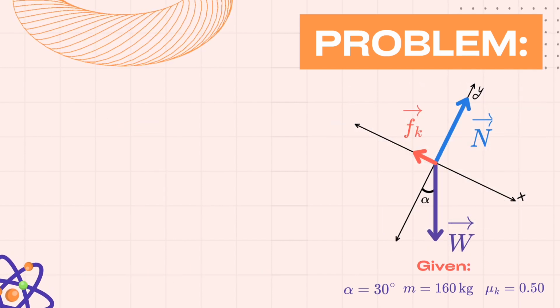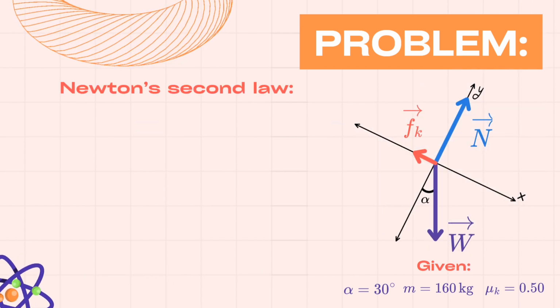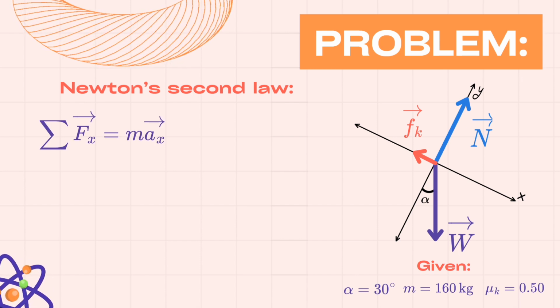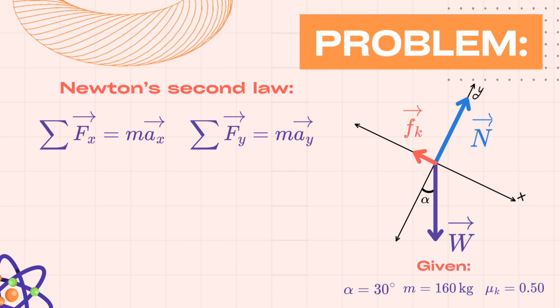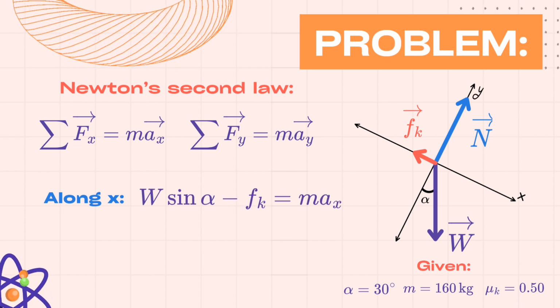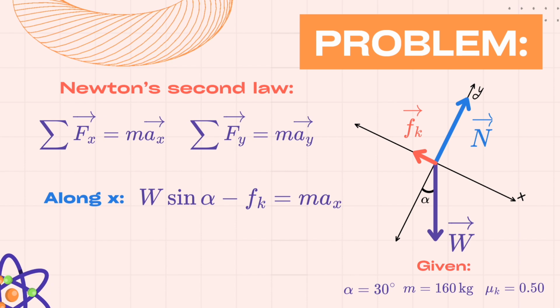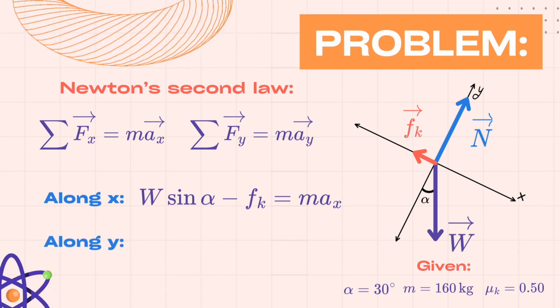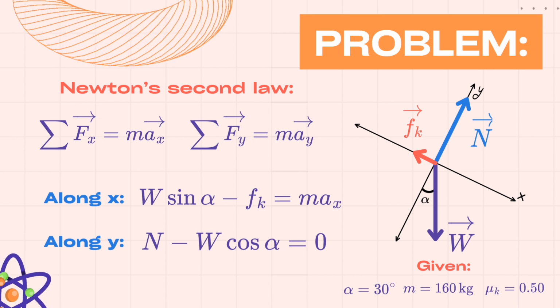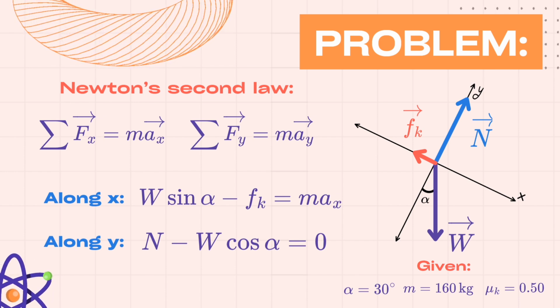Now that we have our free body diagram, we can write out Newton's second law. We have to write this for forces along the x and along the y directions. A bit of trigonometry gives us that along the x, the equation must be W sine alpha minus F_k equals m a_x. And since we're not accelerating along the y, a_y must be 0 such that we get N minus W cosine alpha equals 0. So, these are the two equations that we have to work with.